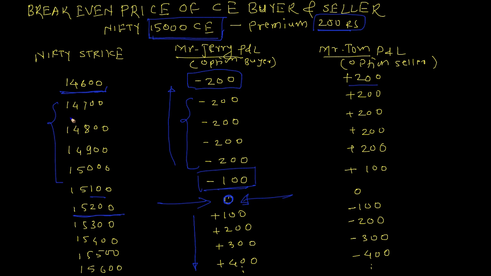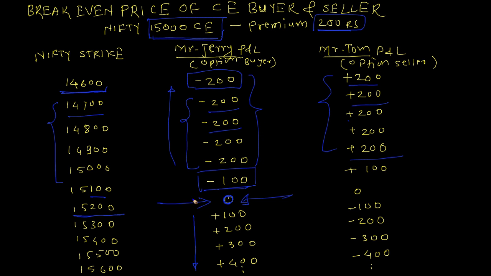Again, for 14,700 also Mr. Jerry is making a loss. That's why Mr. Tom is making a profit of the same, right? So here also Mr. Jerry, who is the option buyer, is making a loss, and here Mr. Tom is making a profit of rupees 200, right? So for all the prices till 15,000, Mr. Tom is making a profit of rupees 200, whereas Mr. Jerry is making a loss, right?